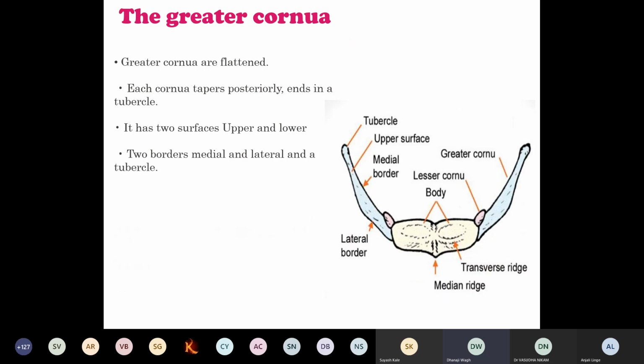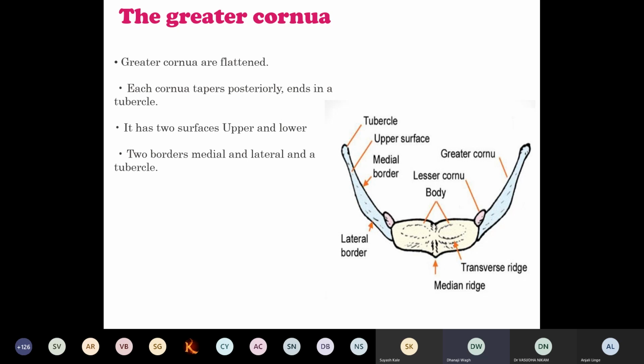Now the greater cornu is a flattened portion. It tapers posteriorly and ends as a tubercle. The greater cornu has two surfaces, upper and lower, two borders, medial and lateral, and one tubercle. These are the features of the greater cornu.